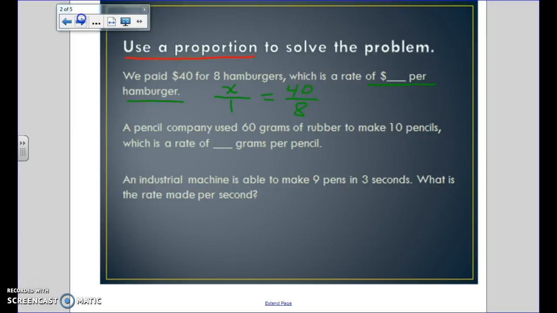This all goes under the assumption that each hamburger costs the same amount, of course, but I'm just making a comparison using an equal sign. And this is basically the same thing that we did before.